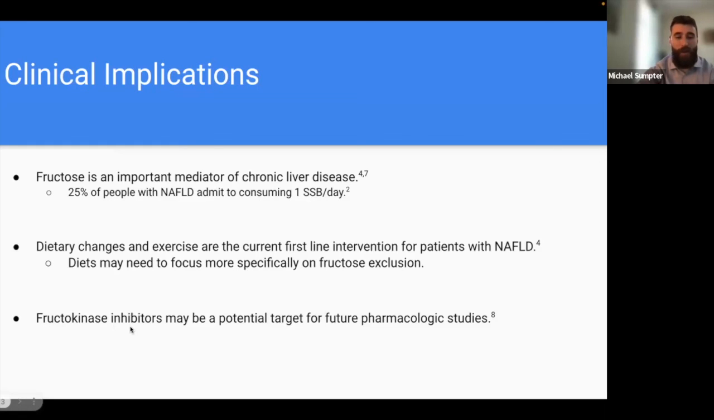And then finally, fructokinase inhibitors may be a potential target for future pharmacologic studies. So far, I've only seen this inhibitor in trials and studies. I'd like to see what it could be utilized for in the future and how beneficial it could be, or if just another enzyme in the fructose metabolism pathway could also be investigated as a potential target. And then we would also have a pharmacotherapeutic approach for non-alcoholic fatty liver disease in addition to our lifestyle treatments.